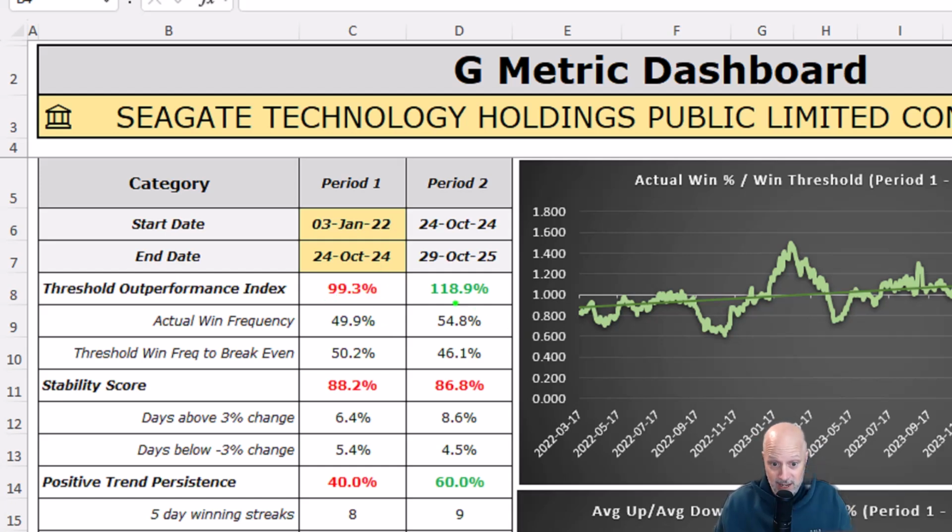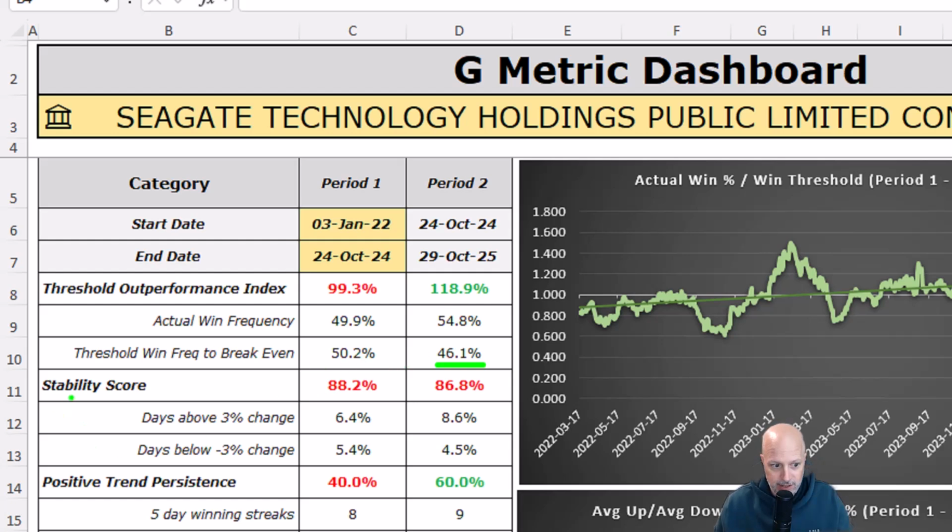If we look at the same stock in period 2, we can see that the actual win frequency was 54.8%, and that was much higher than its threshold win frequency to break even of 46.1%. So there was a dramatic improvement there between those two periods.